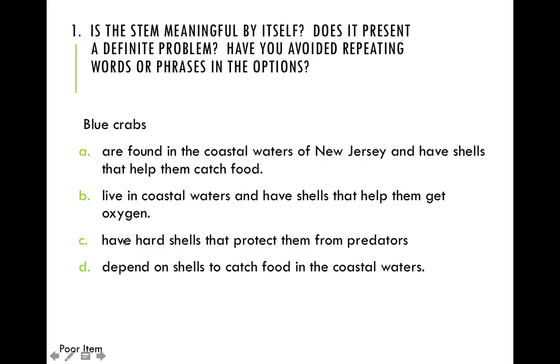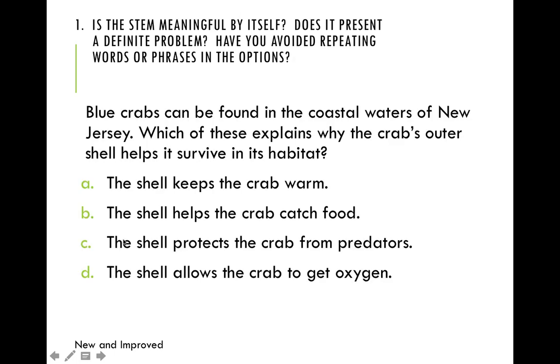Okay? So one way that I would change this is blue crabs can be found in the coastal waters of New Jersey. Which of these explains why the crab's outer shell helps it survive in its habitat? Okay, so now we have our alternatives, A, B, C, and D. Now there's a couple other issues with this STEM. Look at that first question. Blue crabs can be found in the coastal waters of New Jersey. That's cool, right? Are you telling me why that's important?